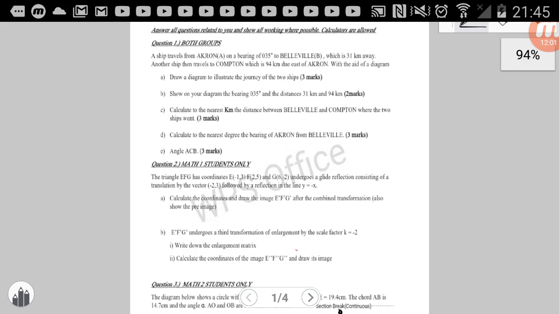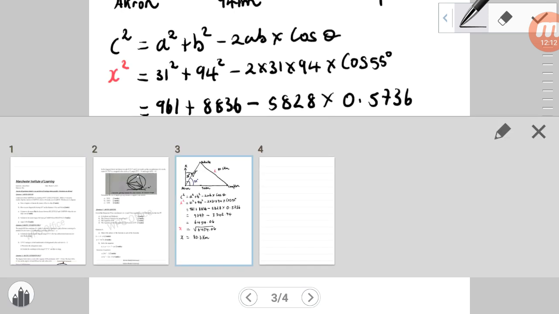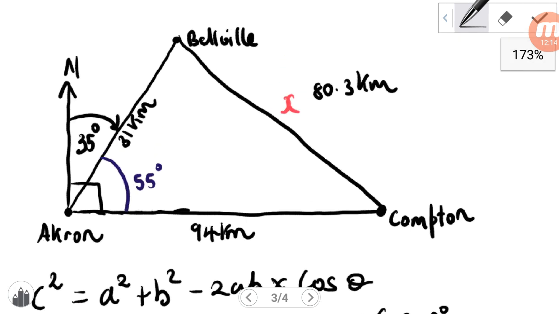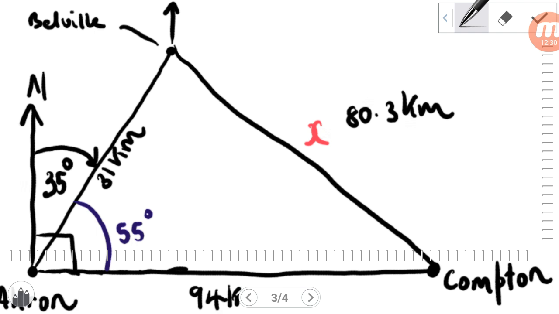All right, so let's have a look now at, say here, we are to calculate to the nearest degree the bearing of Akron, but we are measuring it from Belleville. We're measuring it from Belleville. So we're going to need some sort of north line here because the measurement is being taken from Belleville. All right, let's just write Belleville over here. Okay, so that's Belleville. All right, so we're measuring this bearing then.